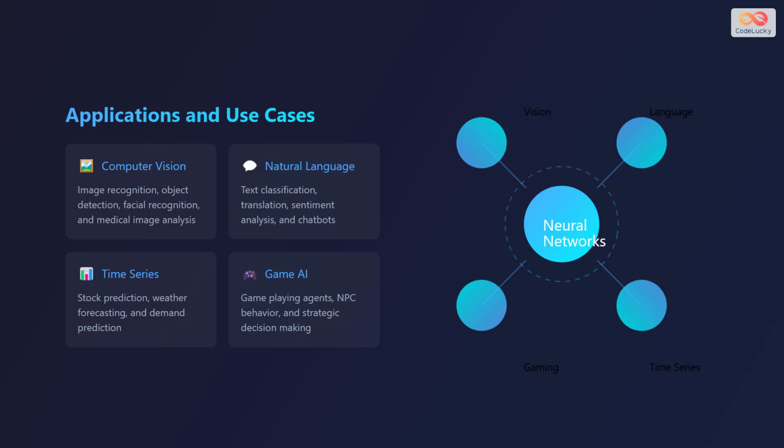Let's explore the applications and use cases of neural networks. Computer vision involves image recognition, object detection, facial recognition, and medical image analysis. Natural language processing includes text classification, translation, sentiment analysis, and chatbots. Time series analysis is used for stock prediction, weather forecasting, and demand prediction. Neural networks also play a crucial role in game AI, enabling game-playing agents, non-player character behavior, and strategic decision-making.